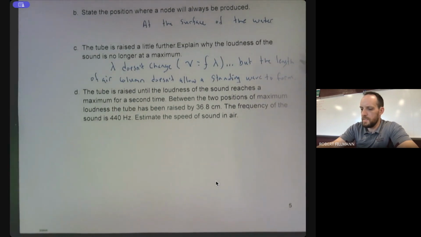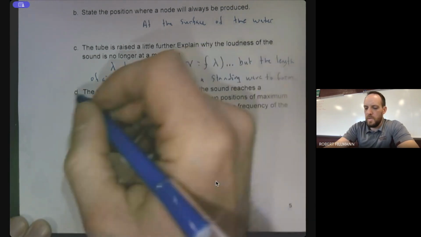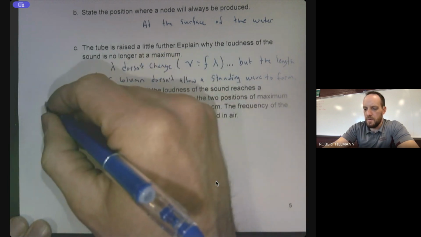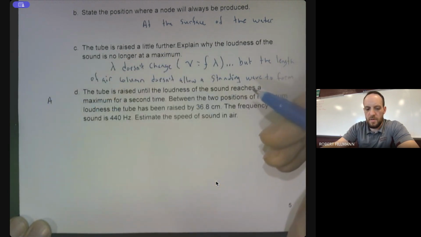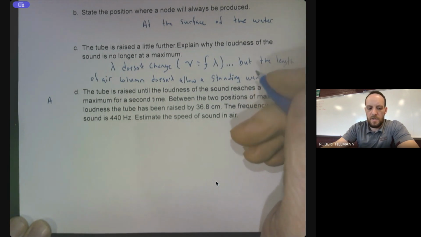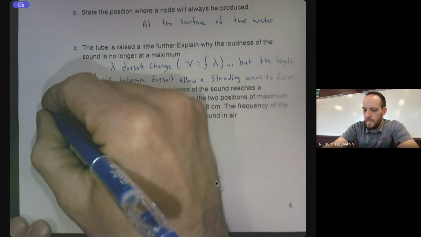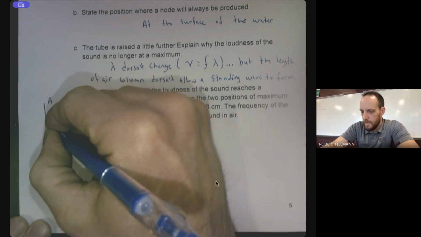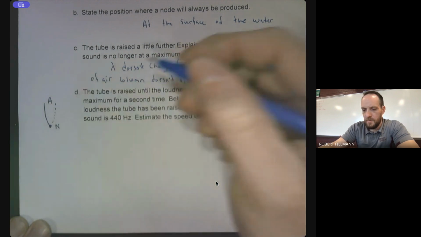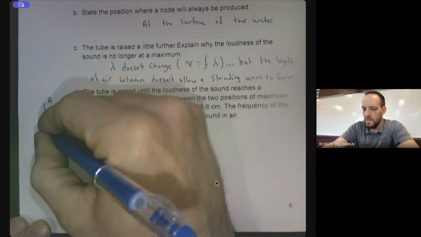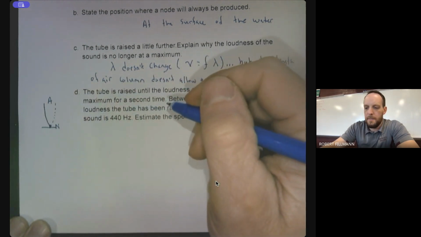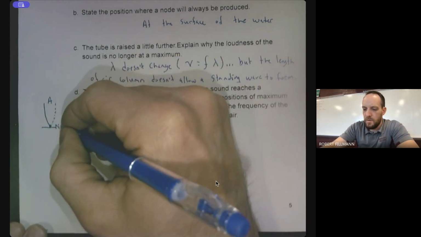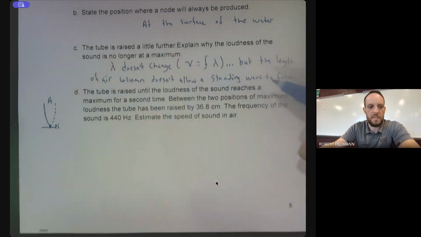We're told the tube is raised until the loudness of the sound reaches a maximum a second time. So let's think about why it would reach a maximum the second time. We know that the top of the tube has to have an antinode, and that wherever the surface of the water is has to correspond to a node. I'm going to make a drawing over here. So if we draw what that pattern looks like, we could have something like this, where this is the air inside the tube and this is the surface of the water right here. And whatever this particular length is, is the first length where we'll get a standing wave.